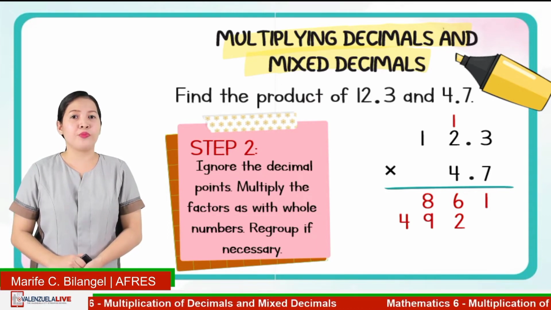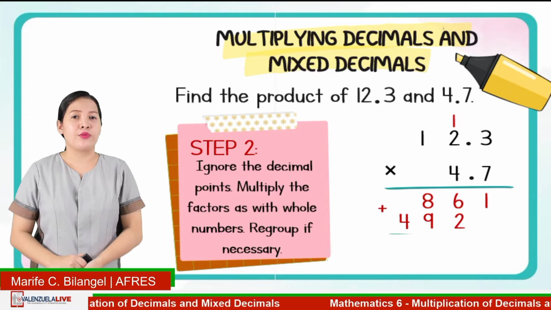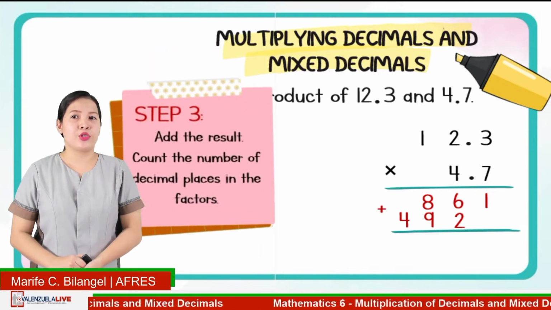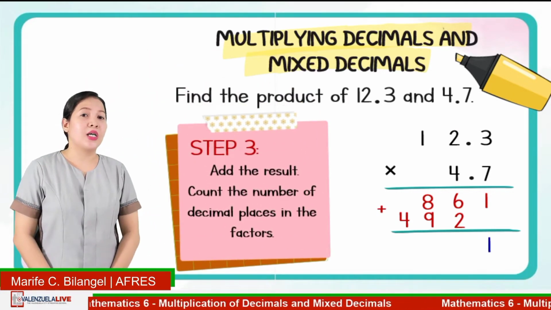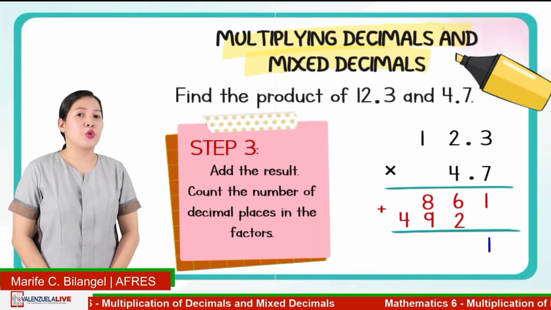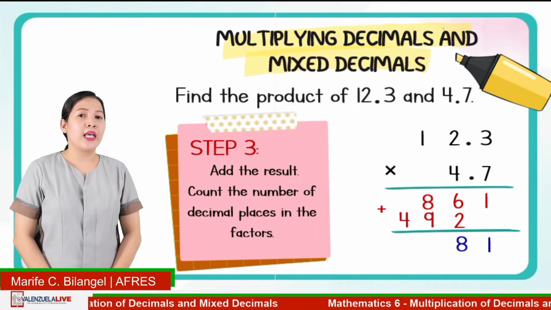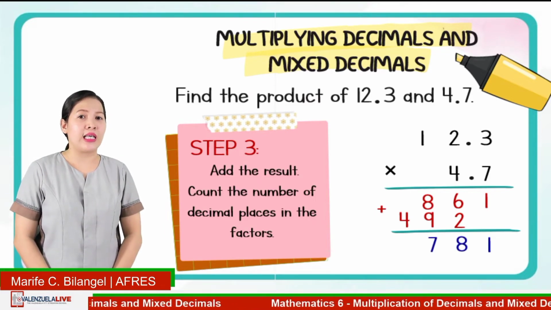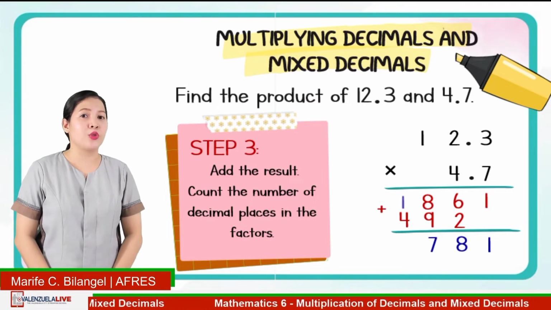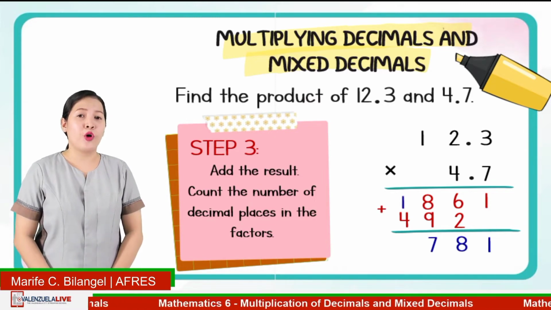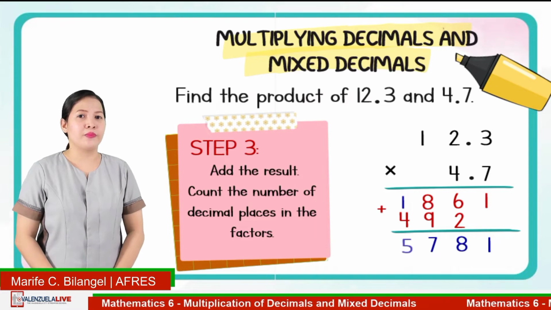So we have to add the result. Bring down 1. 6 plus 2 equals 8. 8 plus 9 equals 17. Write down 7. Regroup 1. 1 plus 4 equals 5.